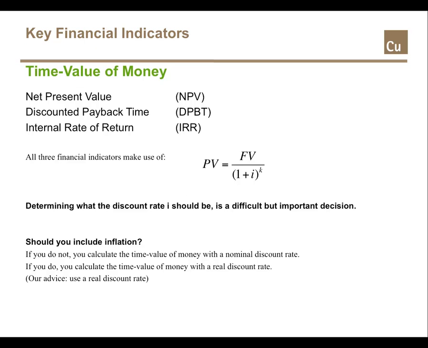The three key financial indicators introduced in this module, namely net present value, discounted payback time, and internal rate of return, all make use of the time value formula. PV is equal to FV divided by 1 plus the discount rate I to the power of the number of years K, for which a discount rate should be chosen. Determining that discount rate I is a difficult but important decision.